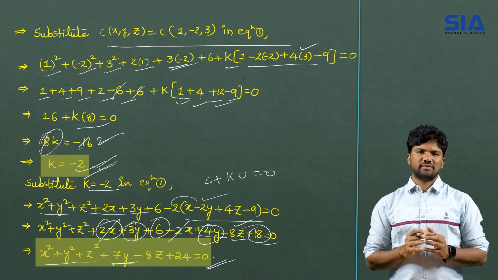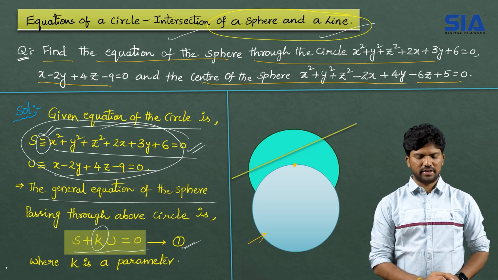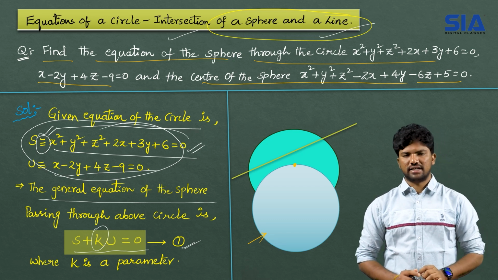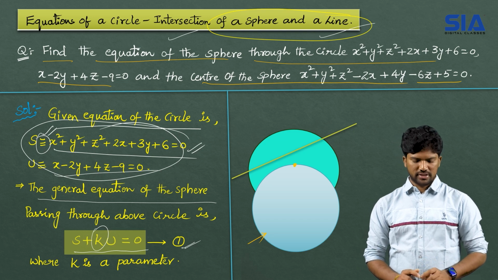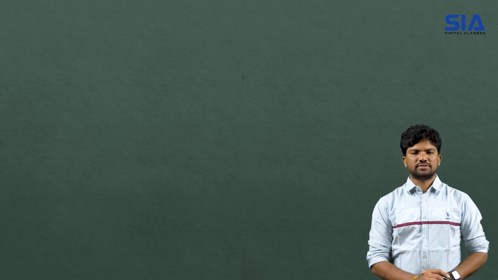Okay, passing through the given circle and passing through the center of the second sphere. So in this format we have to find the equation of the sphere whenever they give one circle equation along with the second sphere center. This is the total explanation of this problem. I hope you understood this problem very well.